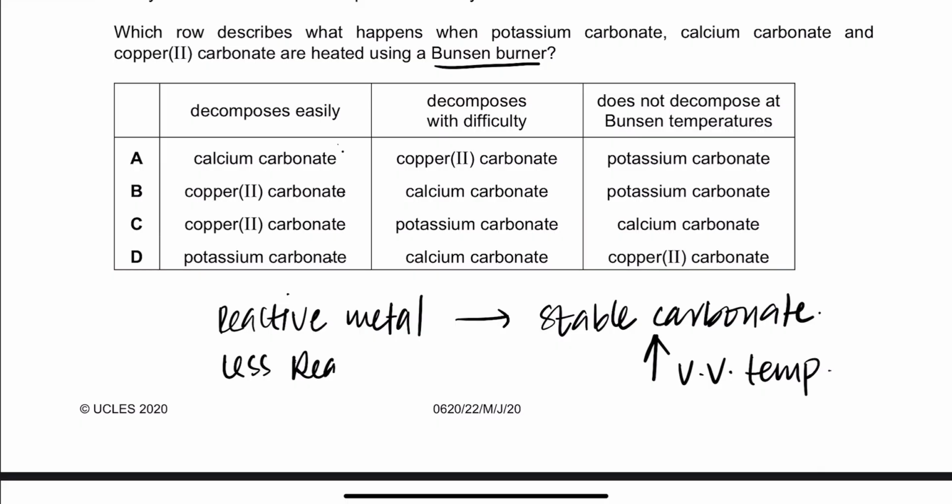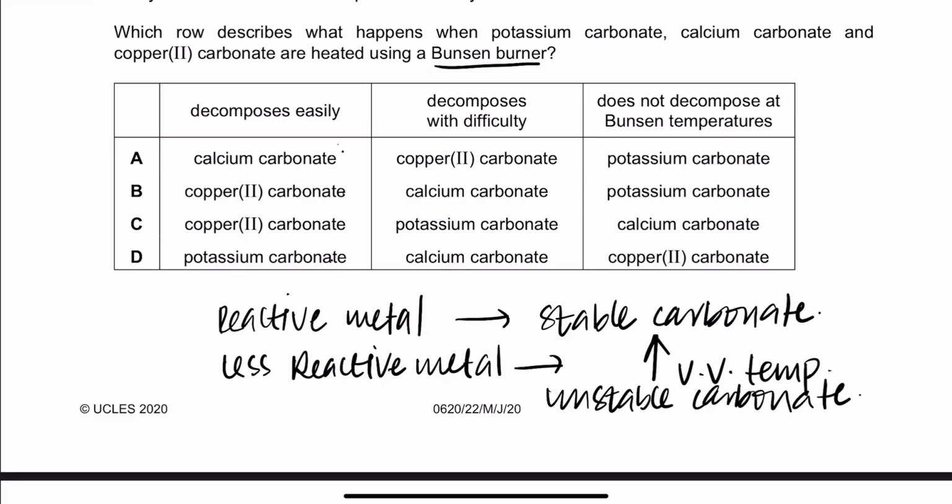So the less reactive metal will have an unstable carbonate, so it'll want to decompose and become the metal again. Unstable carbonate, yeah, so it decomposes easily. Something that's unstable, you can literally just decompose it very, very easily. So copper carbonate: copper is the unreactive metal, and it has copper carbonate right now. So you realize that the less reactive metal will have an unstable carbonate that can be decomposed easily. So A and D is wrong.